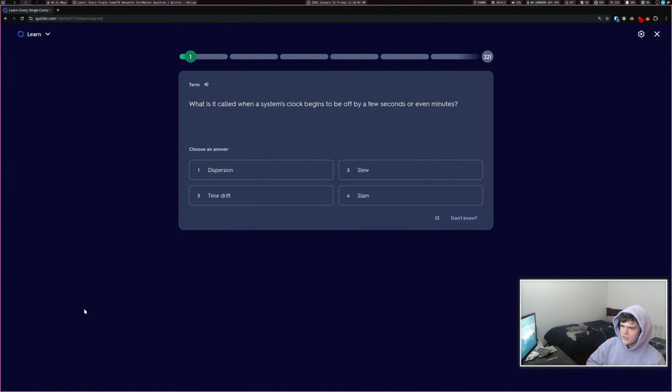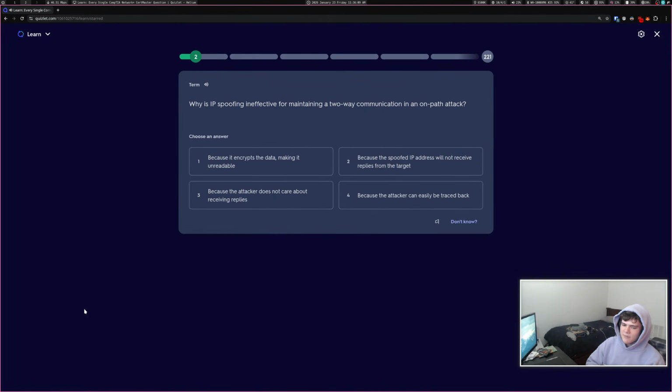What's it called when a system's clock begins to be off by a few seconds or a few minutes? Isn't it time drift? Why is IP spoofing ineffective for maintaining a two-way connection, two-way communication on an on-path attack?